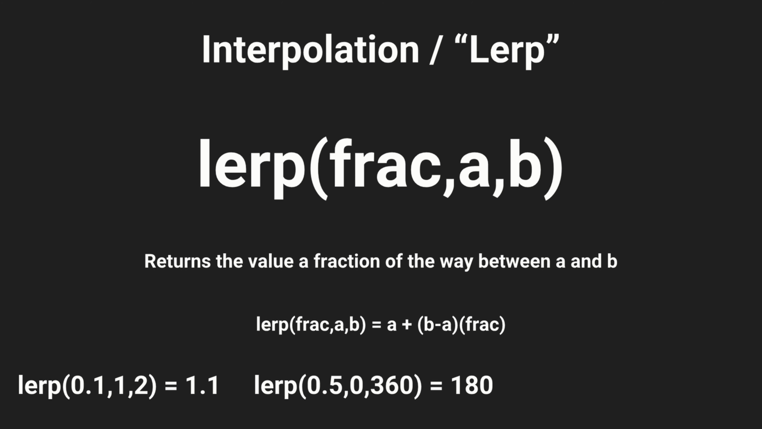Another example would be interpolation of 0.5 from 0 to 360. As you can see, it just goes half of the way from 0 to 360, so we get 180. And finally, we have the interpolation of 0.5 from 5 to 10. That should be a comma there in between the 5 and the 10. Sorry about that. As you can see, it yields 7.5 because it went 0.5 of the way from 5 to 10.